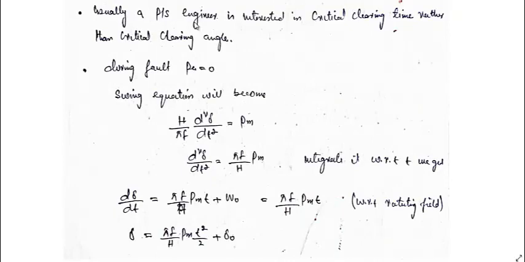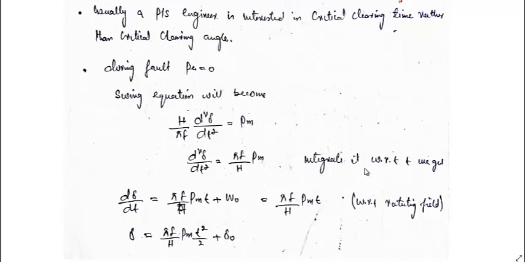Usually, the power system engineer is interested in critical clearing time rather than the critical clearing angle, because when we set the different relays, in relays we don't set the critical clearing angle, we set the critical clearing time. So we need to find out the critical clearing time. During the fault, P is equal to 0, the swing equation will become H by pi f d square delta by dt square is equal to Pm, of course in per unit. So d square delta by dt square is equal to pi f by H Pm.